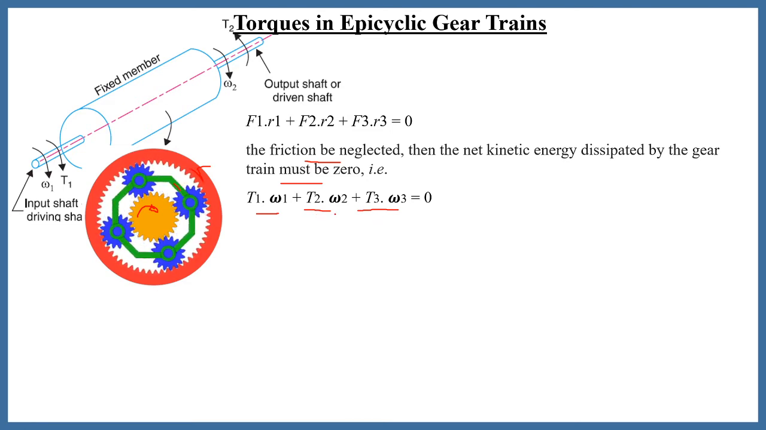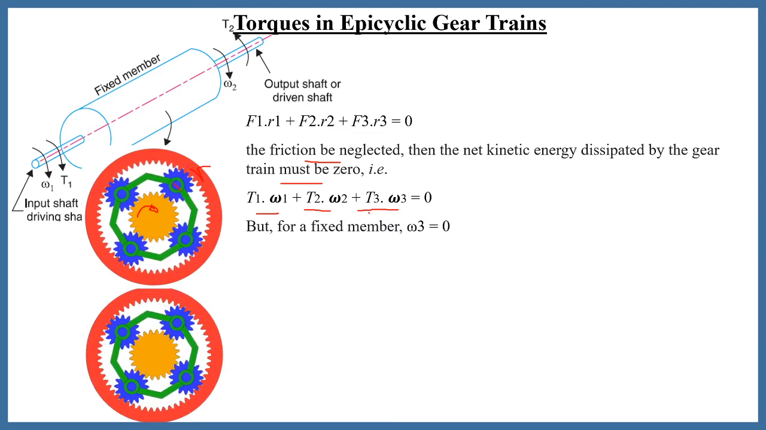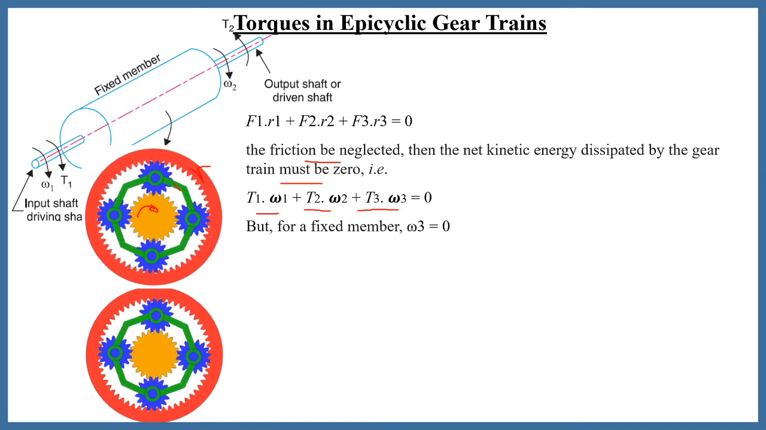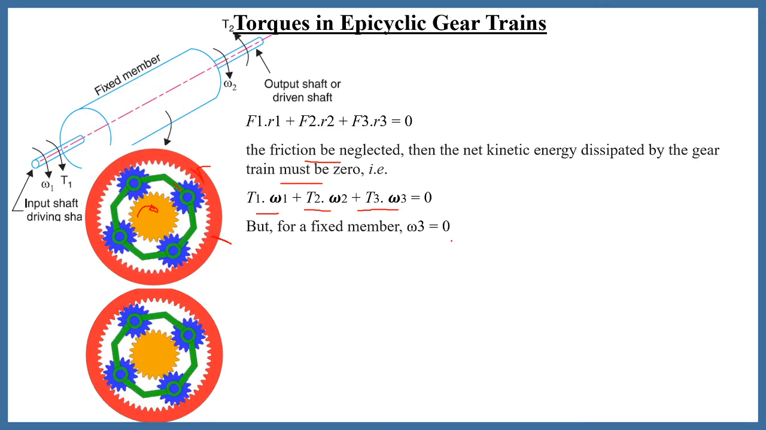T1 omega 1 plus T2 omega 2 plus T3 omega 3 is equal to 0. But now we are going to fix this member. Instead of it having some motion, we just fix this. That means its omega 3 becomes 0.